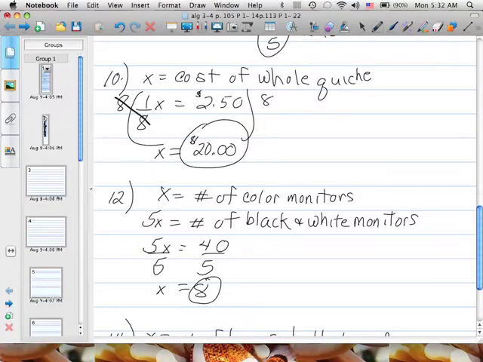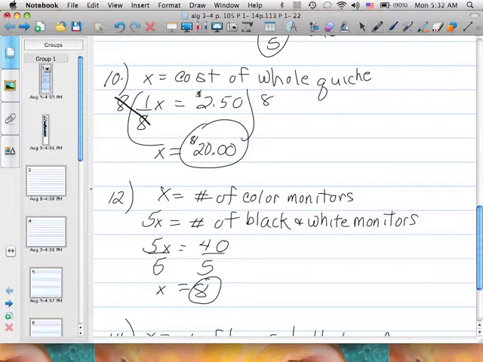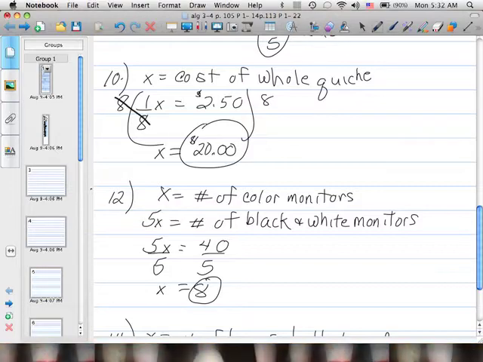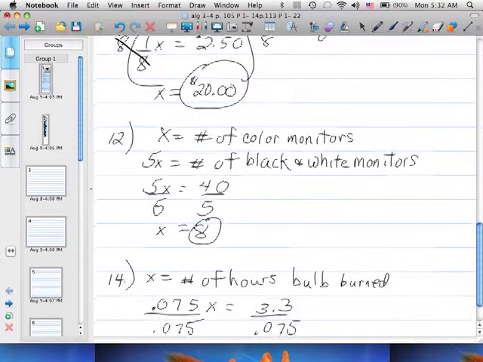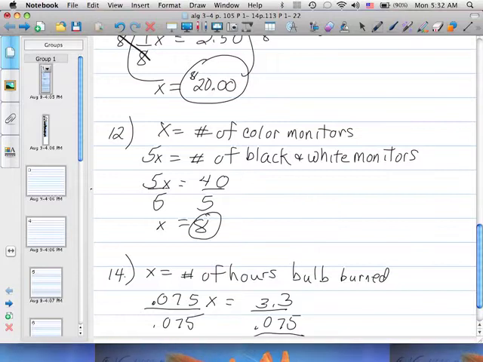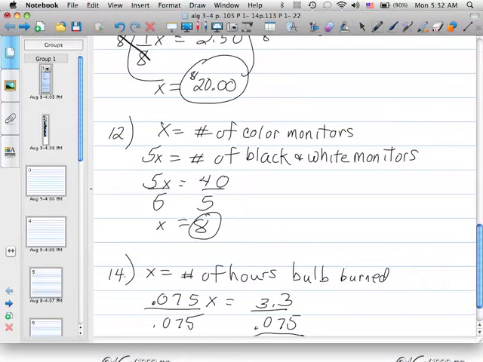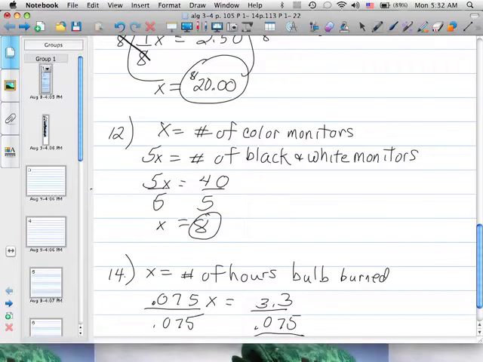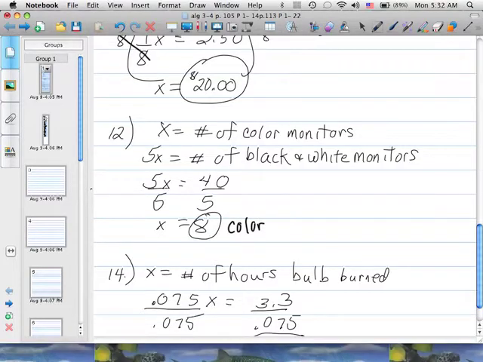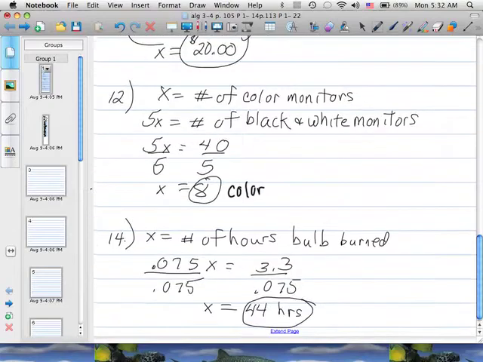Problem number 12. Buena Vista High School has 5 times as many black and white monitors as color monitors. The school has 40 black and white monitors for computers. How many color monitors does the school have? Going back to the first sentence, it says Buena Vista has 5 times as many black and white monitors as color monitors. So we'll let x equal the number of color monitors.